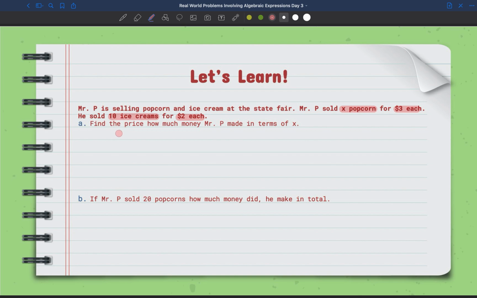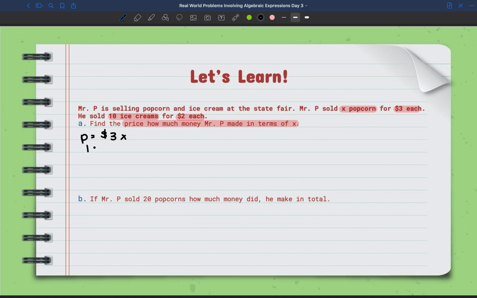Looking at part A, it says find the price of how much money Mr. P made in terms of X. So we're trying to find out how much money he made at the state fair. So if we know that Mr. P sold popcorn and he sold X pieces of popcorn for $3 a piece, we would multiply $3 by X.